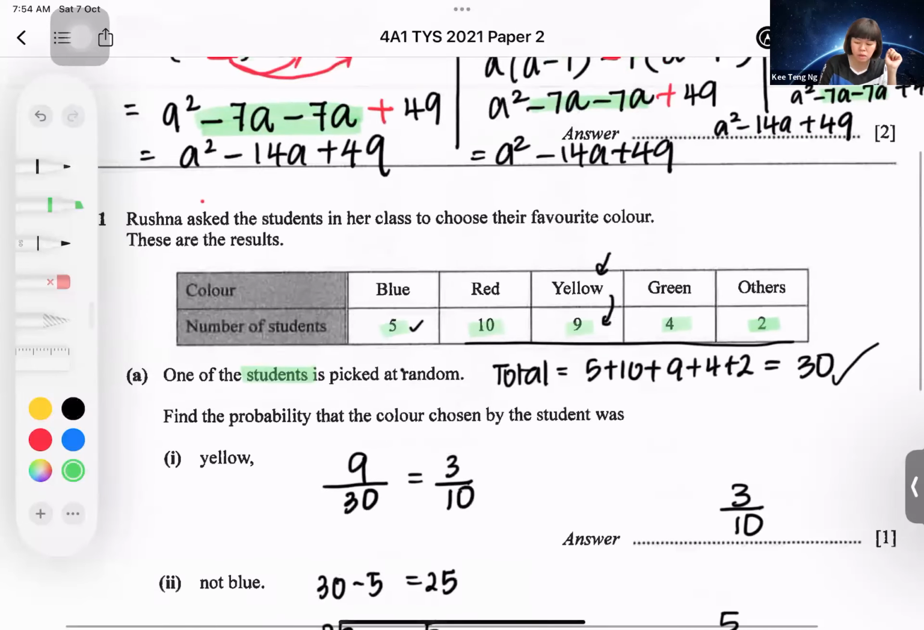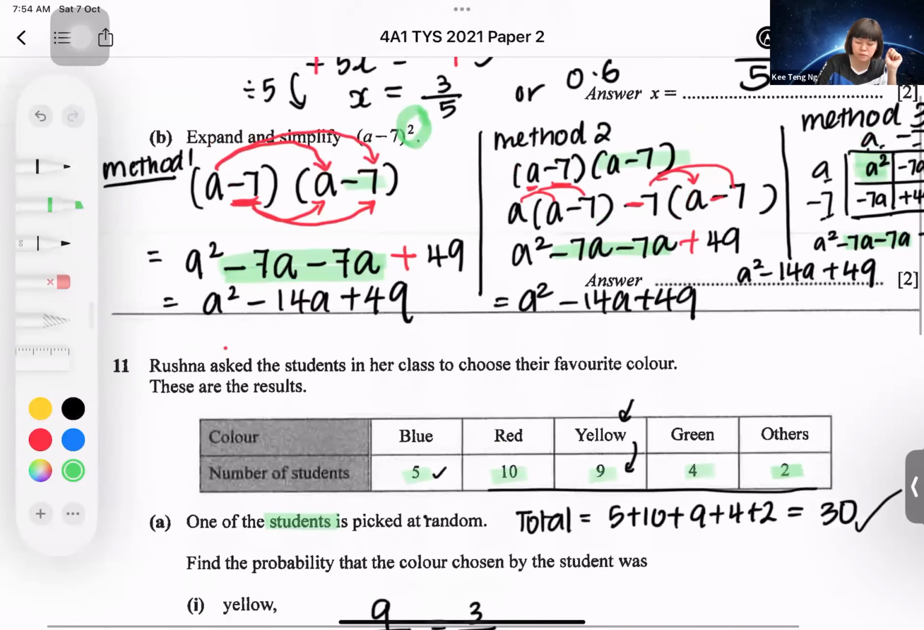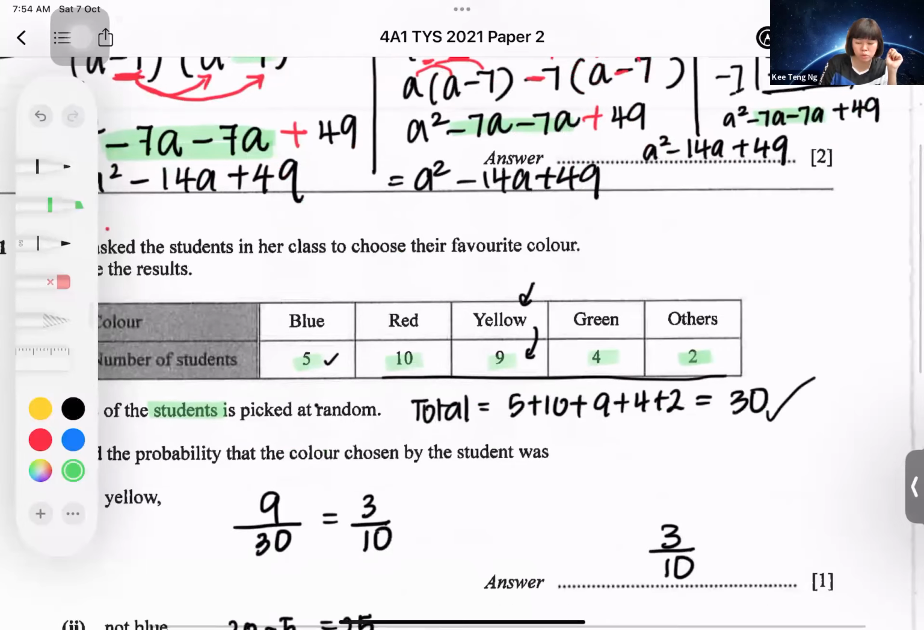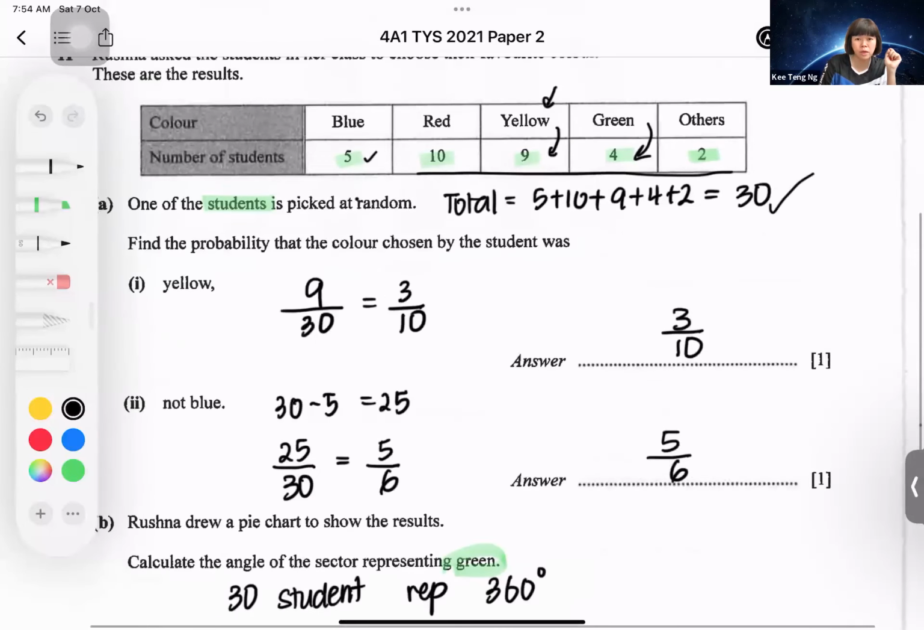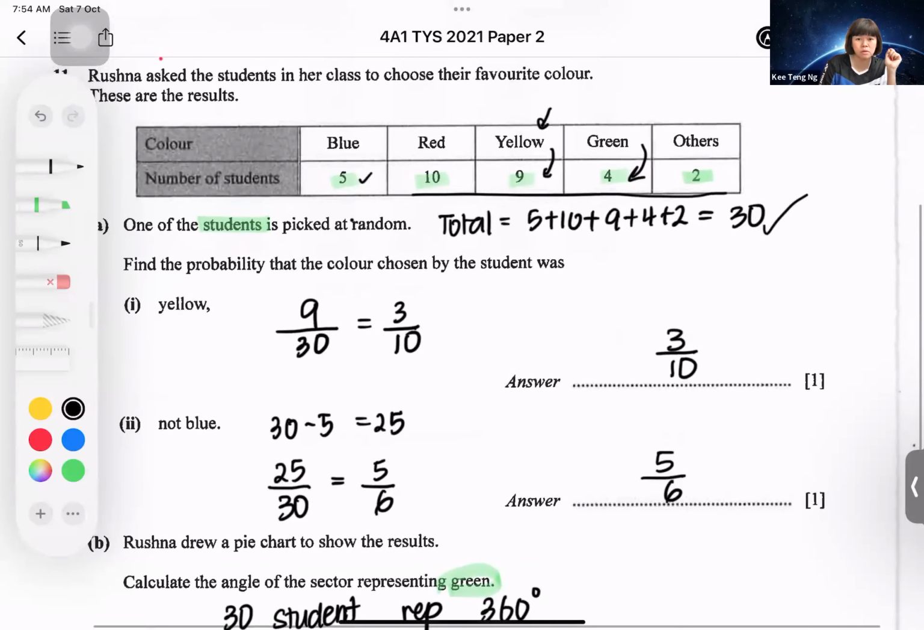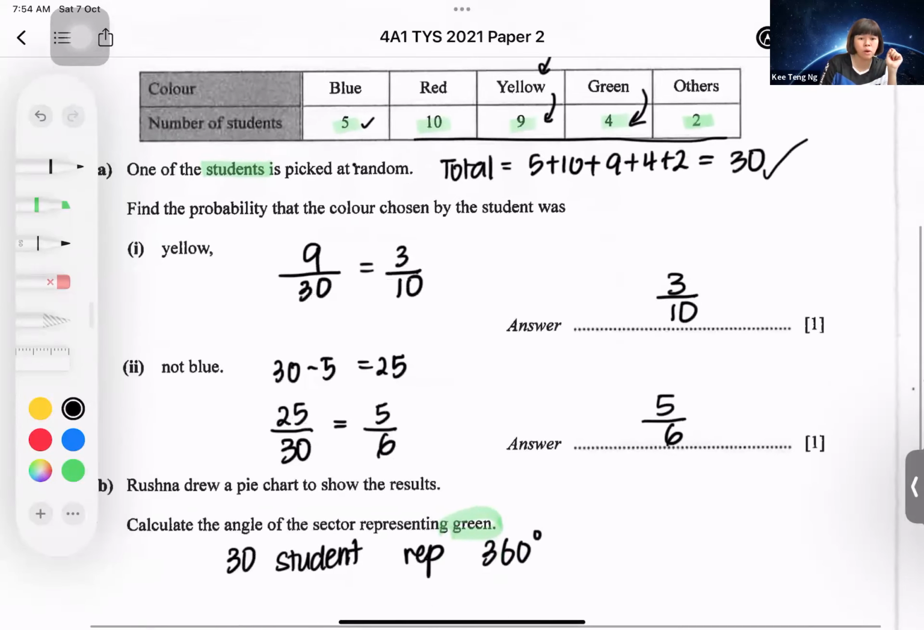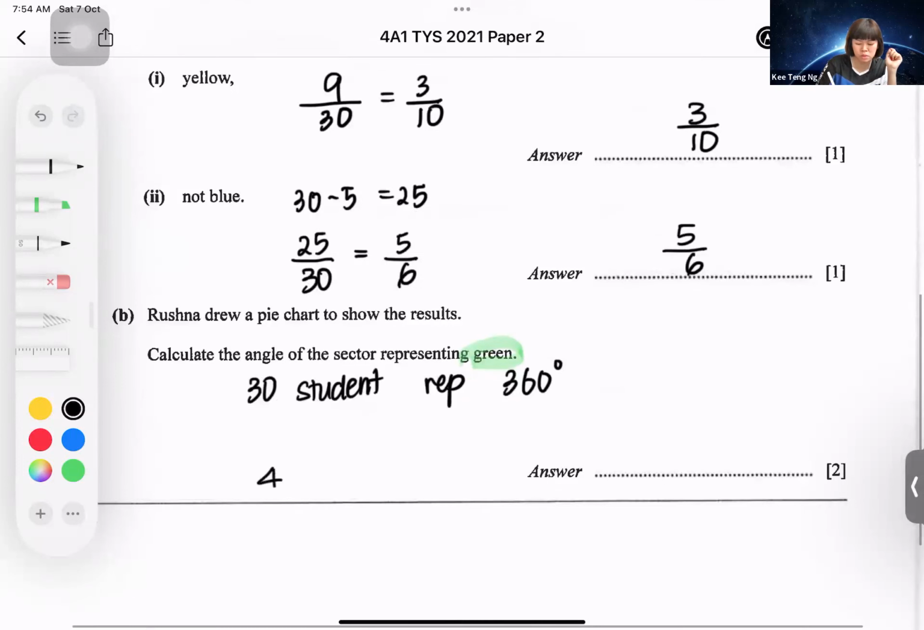Green color will be 4 people, right? So I want to find, for 4 students, what is the angle? What we can do is get 1 student first, so I'll divide by 30.